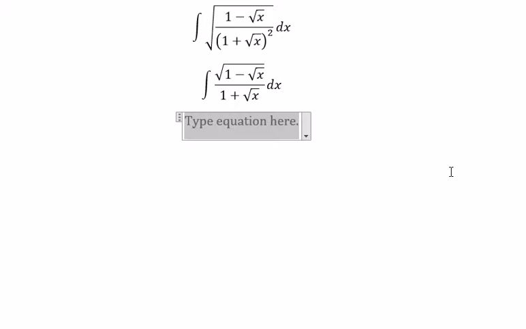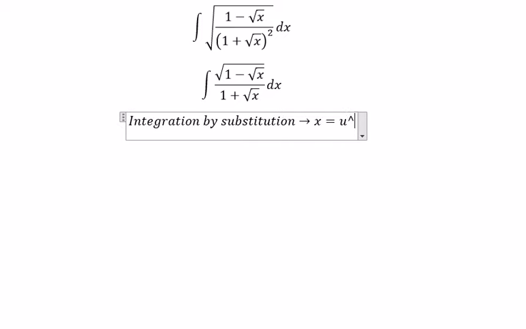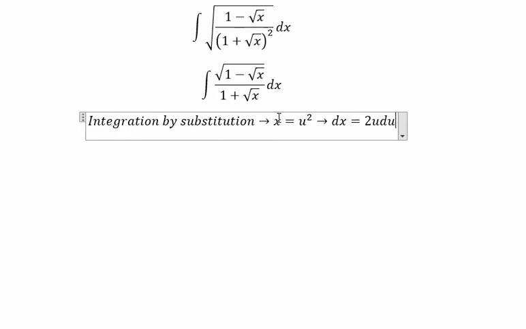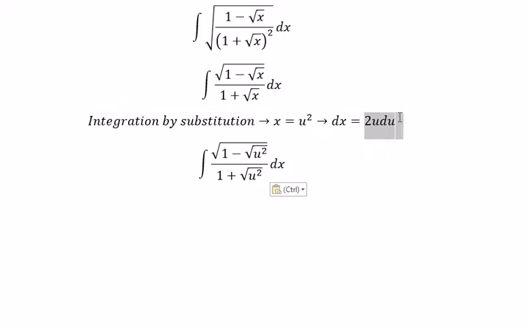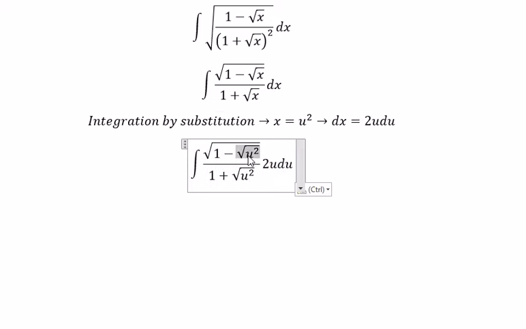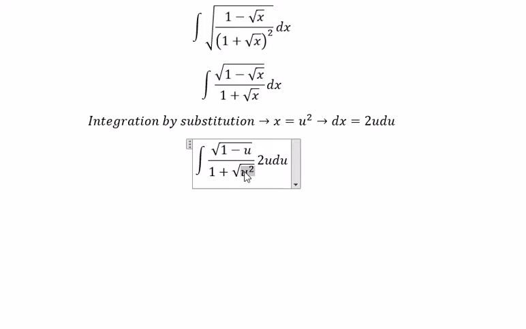Next, we got about integration by substitution. So we put s equal to u square, ds equal to 2u du. So we put u square in here and here. ds we change for this one. This one we change for u and u.